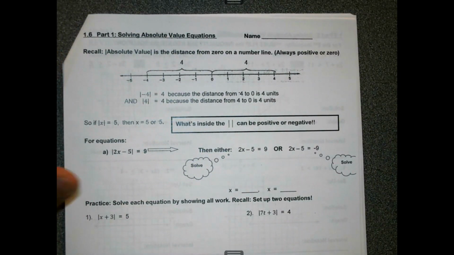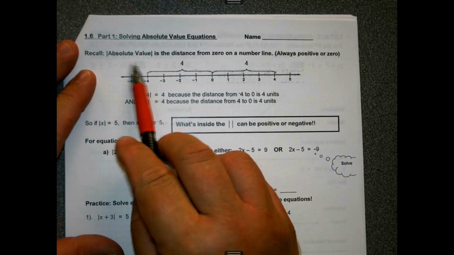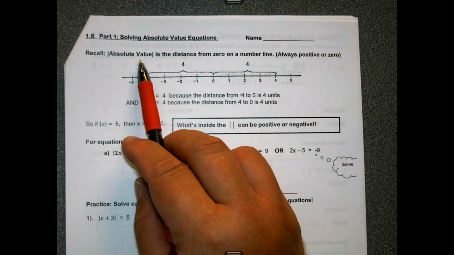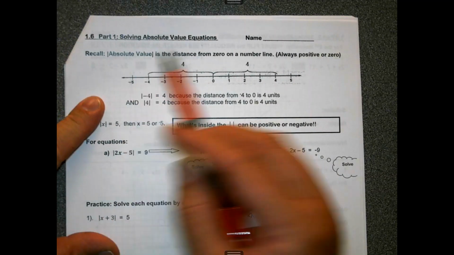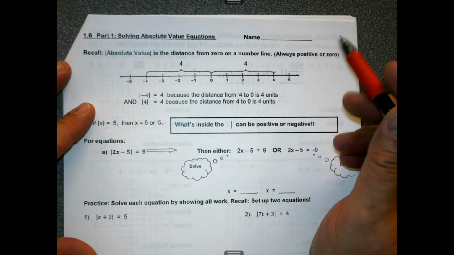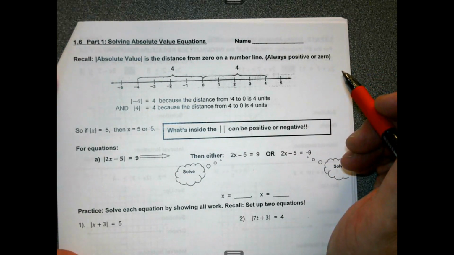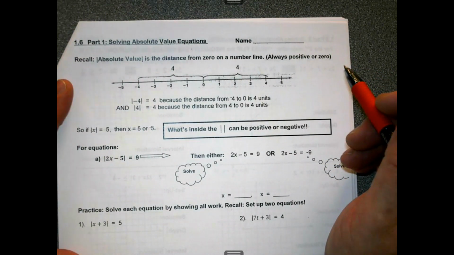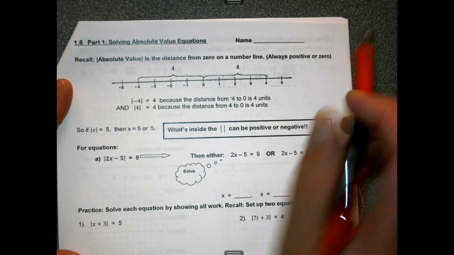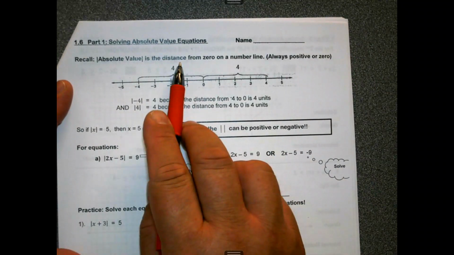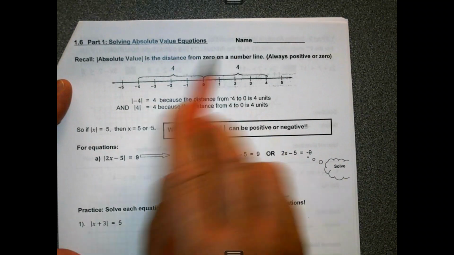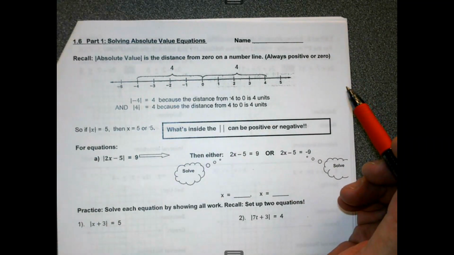We use the absolute value in algebra to measure distance. So, thinking back to your awesome geometry days last year, yeah, it was awesome, wasn't it? The distance from zero on a number line is what we call the absolute value.